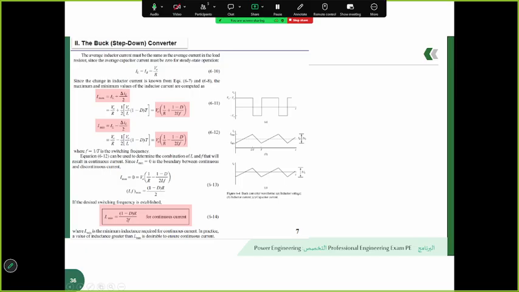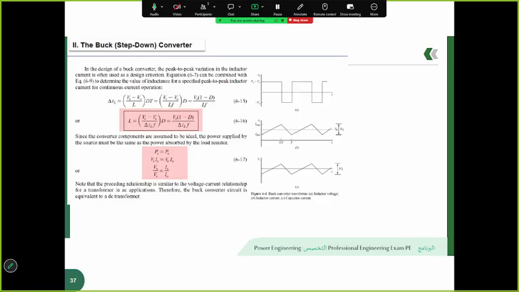Figure C shows the capacitor current, which is the difference between the inductor current and the load current. Since the capacitor only supplies or absorbs ripple current, its average value is zero. Overall, this slide gives you the mathematical and graphical understanding of how current behaves in a buck converter, how to calculate current limits, and how to determine the conditions for continuous conduction mode.